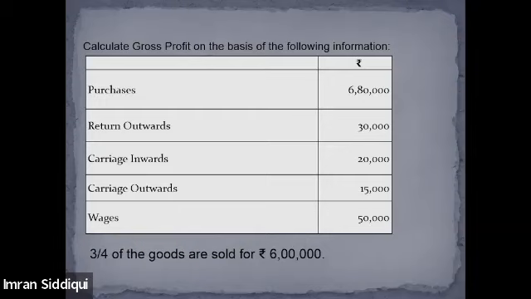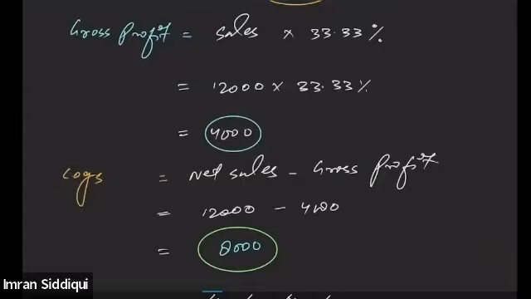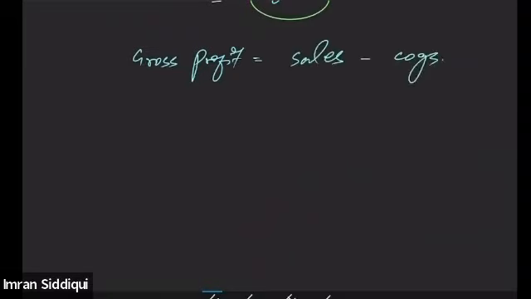If the sales value of the three-fourth of the goods is given in the question, then we need to determine the cost of goods sold in respect of three-fourth of the goods only. And then only we will be able to determine the value of the gross profit. I'm sure all of you understand that in order to determine the gross profit, we take the value of the sales and we subtract the COGS out of it.